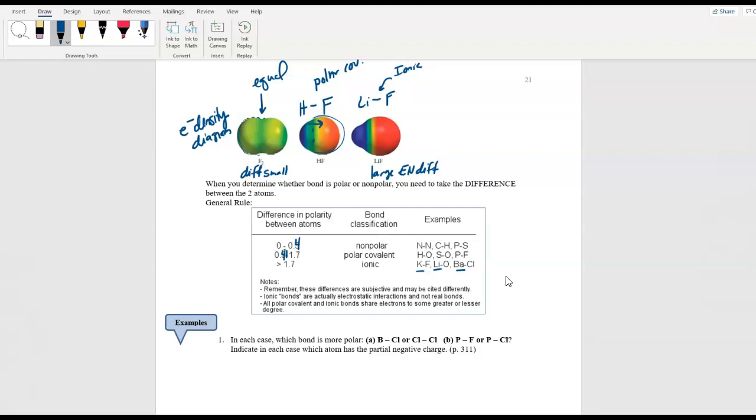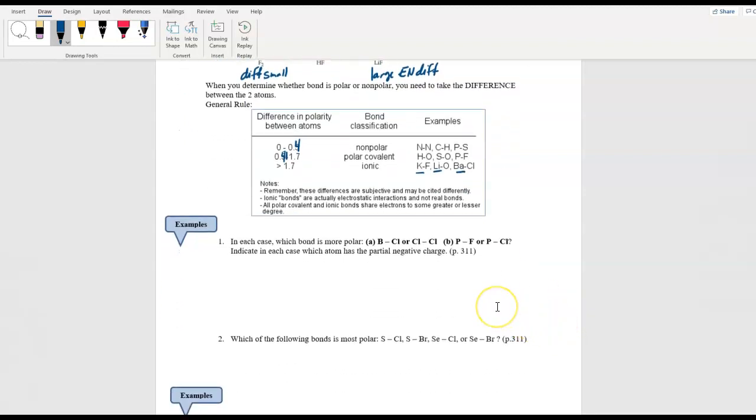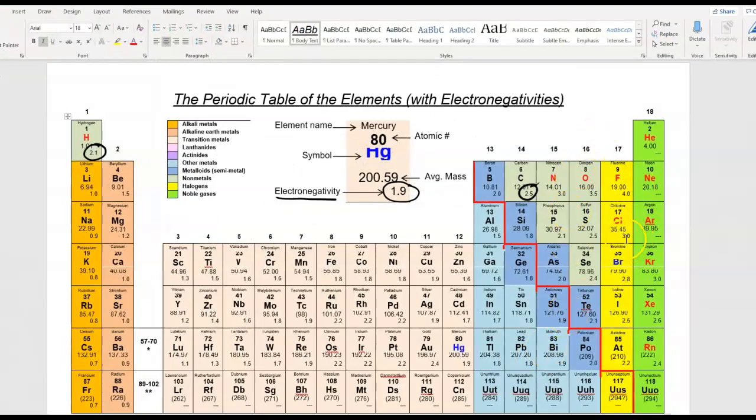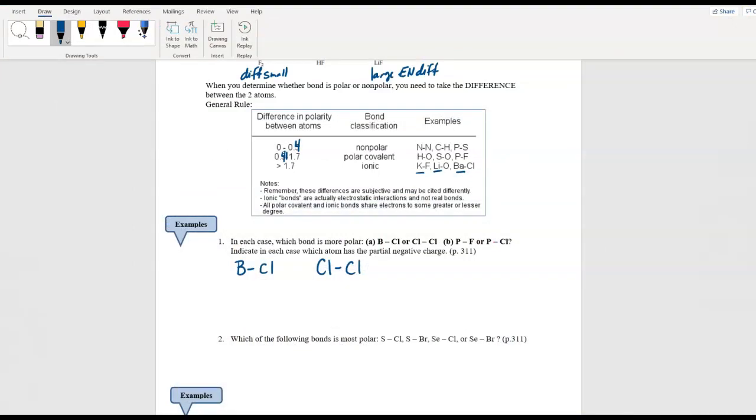So let's do a little bit of practice with this. Have your periodic table kind of near you, your new fancy periodic table. In each case, which bond is more polar? So boron versus chlorine, okay? Or chlorine versus chlorine. So the first thing is you need some electronegativity values. So right here, we got chlorine as 3.0, and we got boron as 2.0. So just list the values underneath them.